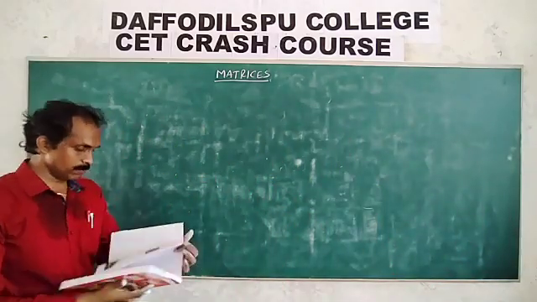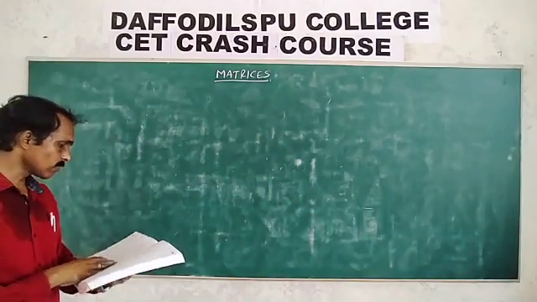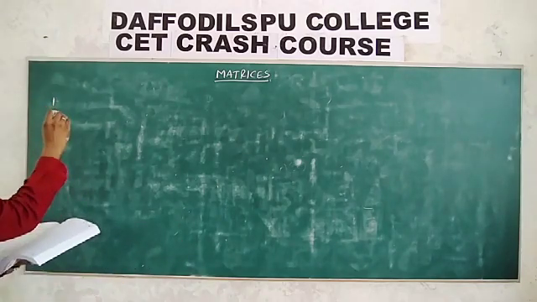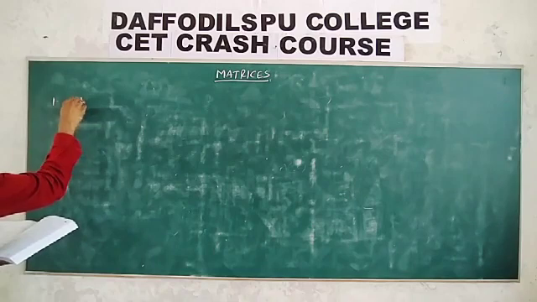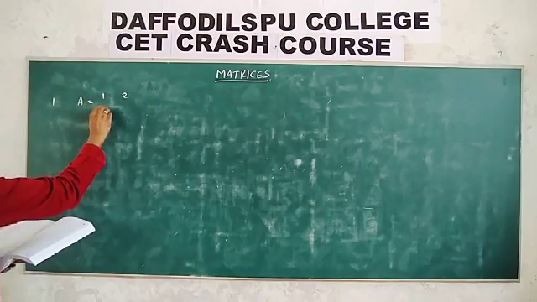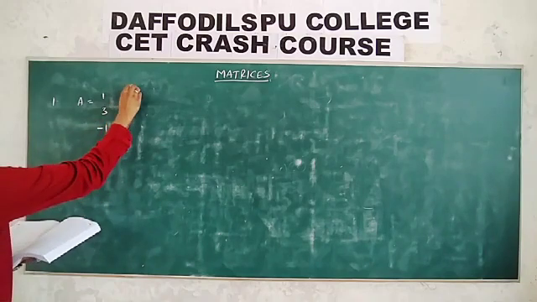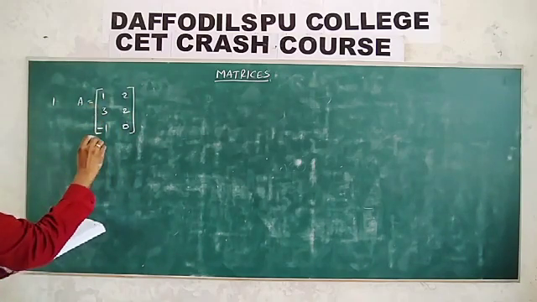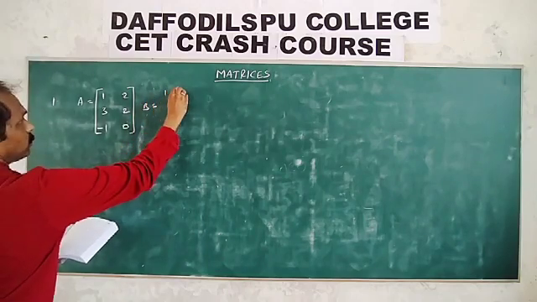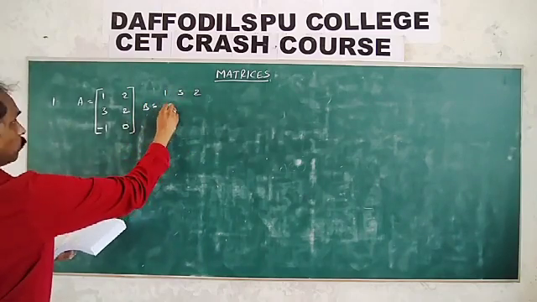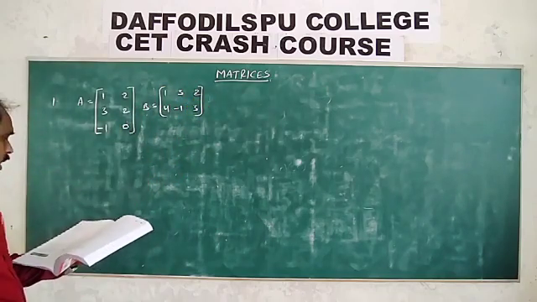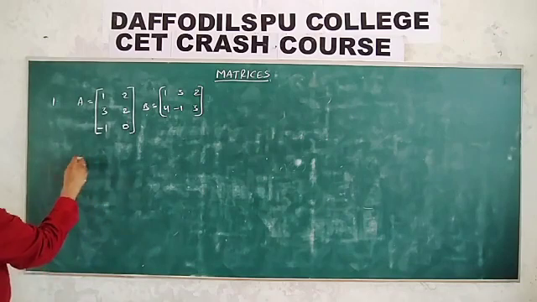Okay, solve the bits. First one: A is equal to [1, 2, 3; 2, -1, 0], and B is equal to [1, 3, 2; 4, -1, 3]. Then what is the order of AB?